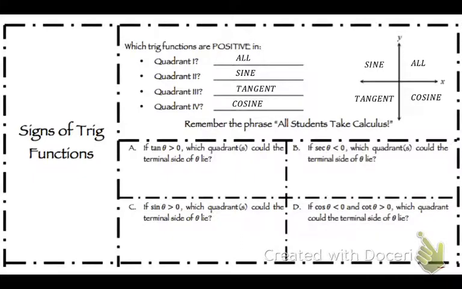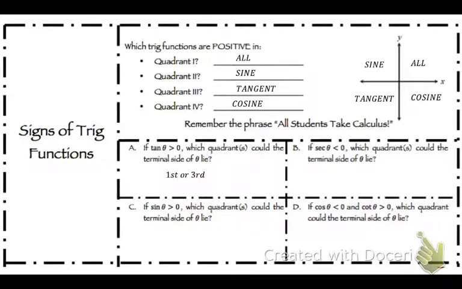So let's look at A. If tangent is greater than 0, which quadrants could the terminal side of theta lie? So where is tangent positive? Well, it's positive in the first quadrant, not the second. It's positive in the third quadrant, not the fourth. So it's either the first or the third. Okay?